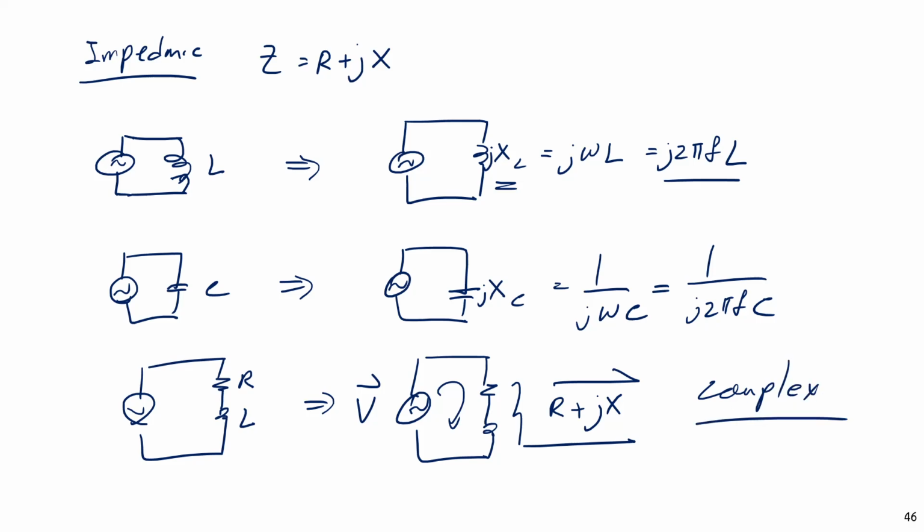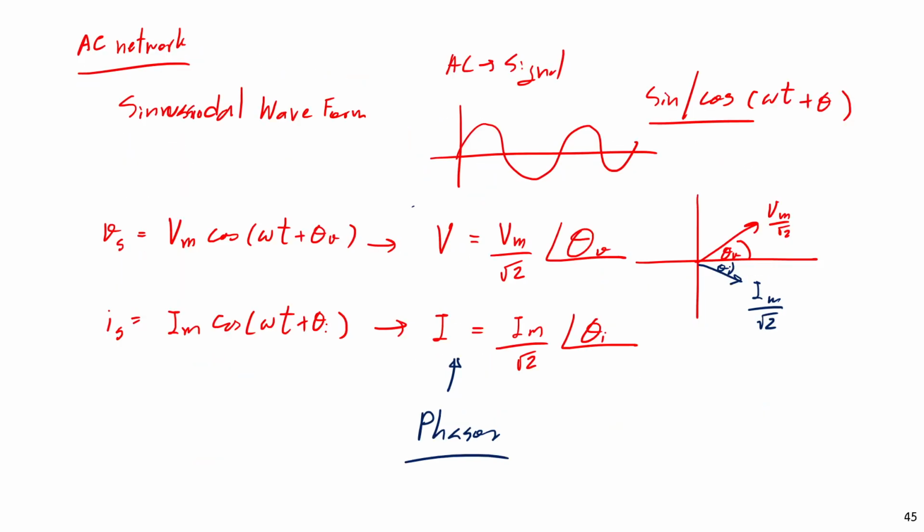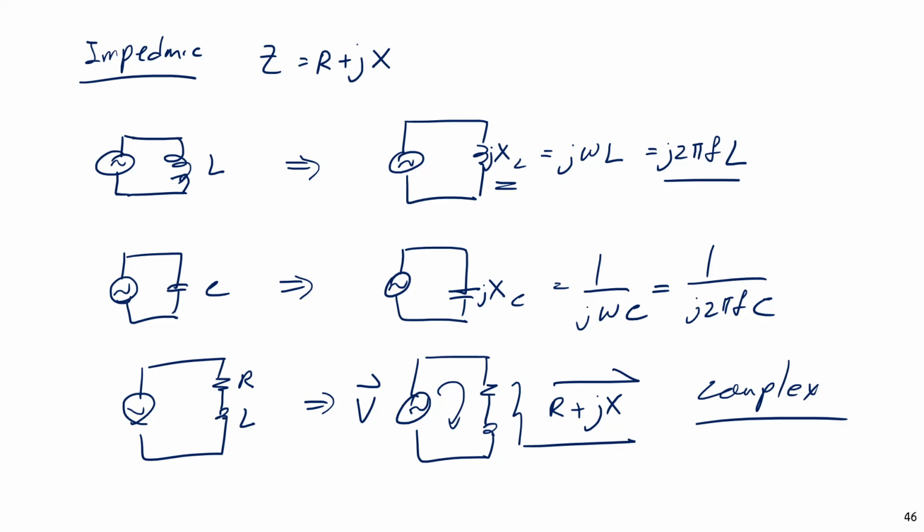So we don't need to use the signal representation, sine or cosine. It's difficult to solve, right? And then we represent this voltage in terms of RMS value with the phase angle. And the phase angle represents the phase shift of the signal here. And we solve the circuit in complex form for the AC system.